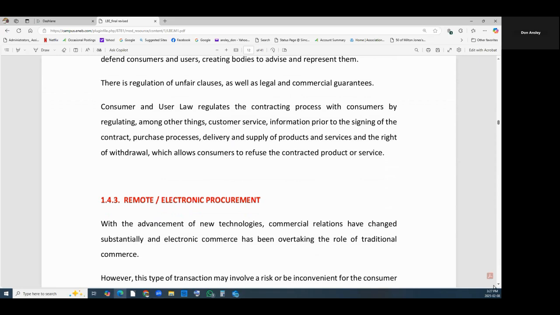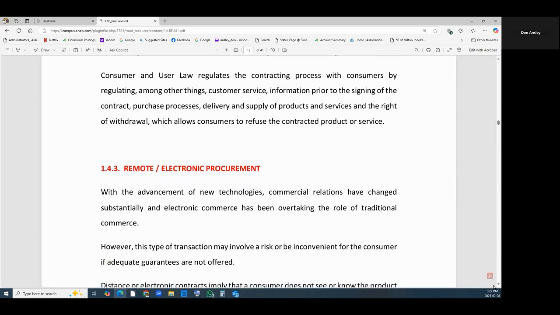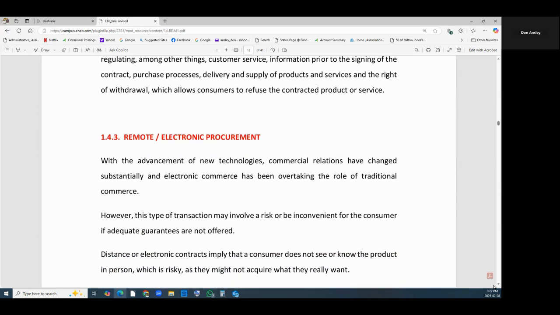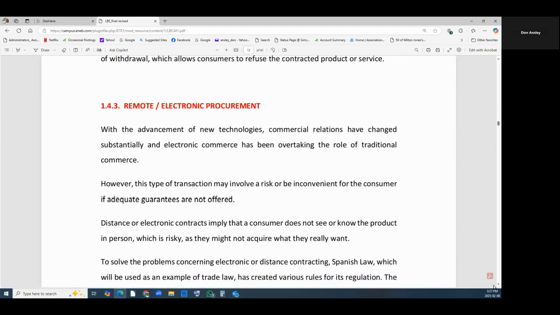Consumer and user law regulates the contracting process with consumers by regulating, among other things, consumer services, customer services, information prior to the signing of contracts, purchase processes, delivery and supply of products and services, and the right of withdrawal, which allows consumers to refuse a contracted product or service.